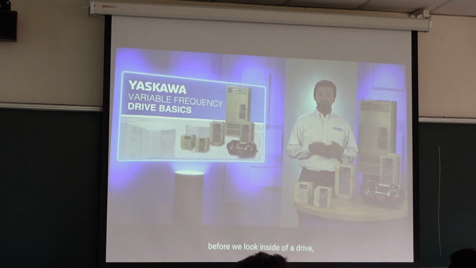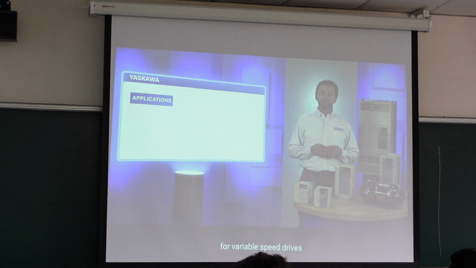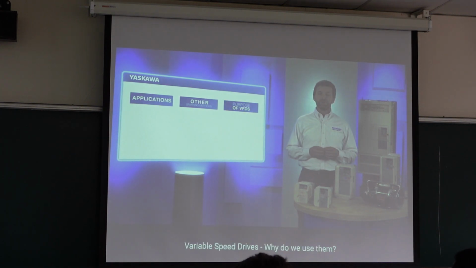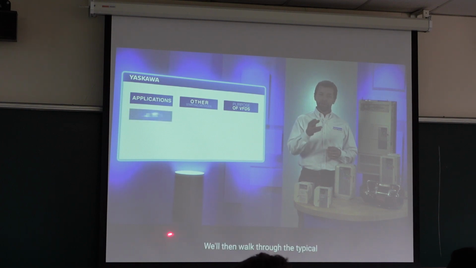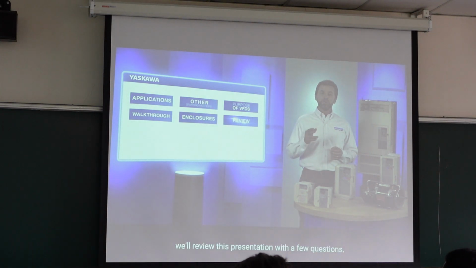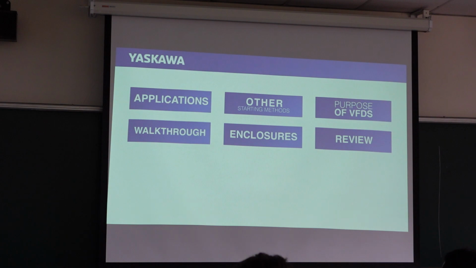In this presentation, before we look inside of a drive, we'll start with the many applications for variable speed drives. We'll look at other ways to start a motor that don't utilize a drive. And next we'll talk about the purpose of variable speed drives, why we use them, and when we need to change frequency. Then we'll look at the construction of a drive and explain the components that make up this device. We'll look at different types of enclosures, and then to wrap things up, we'll review this presentation with a few questions.